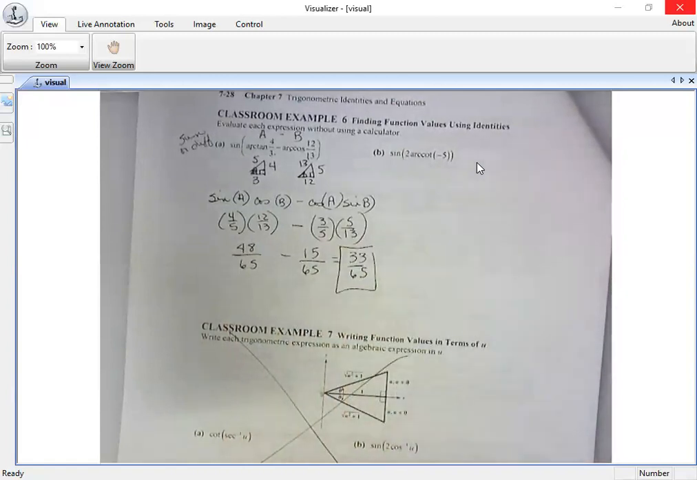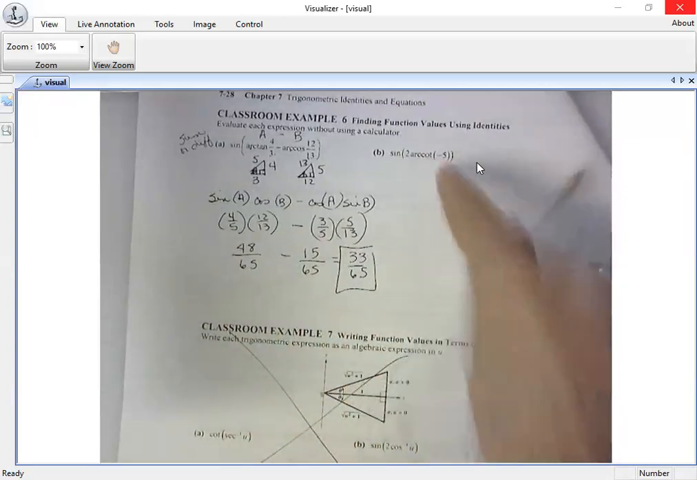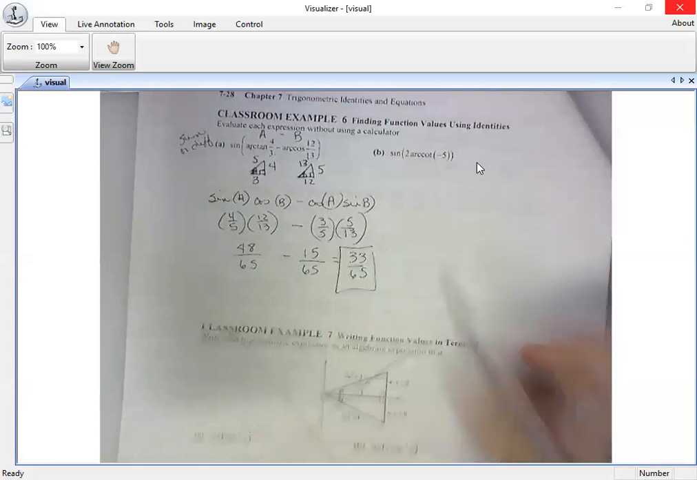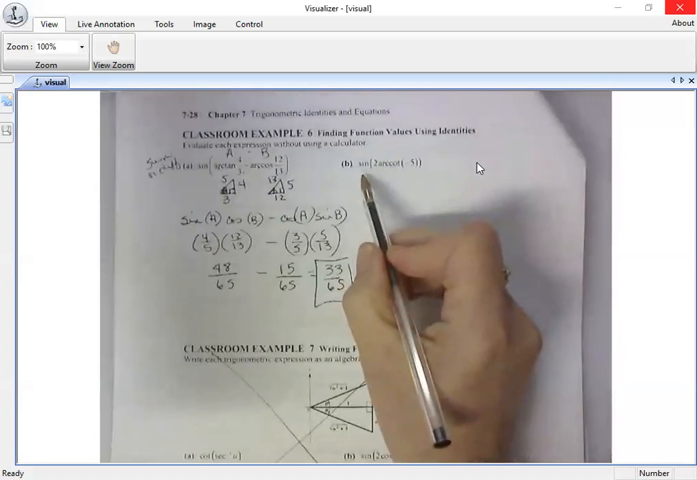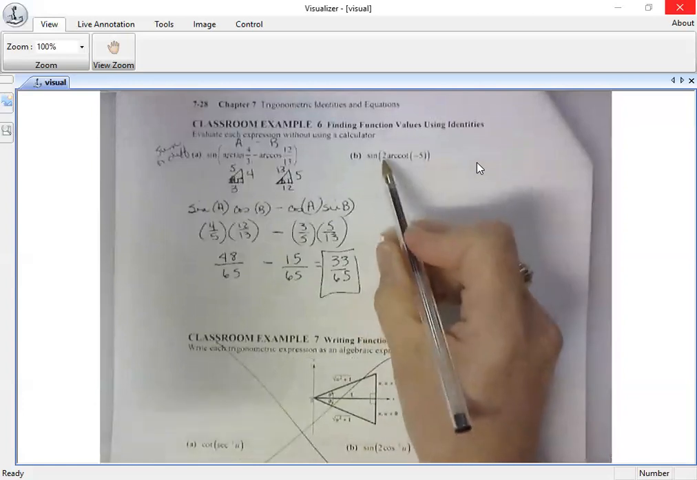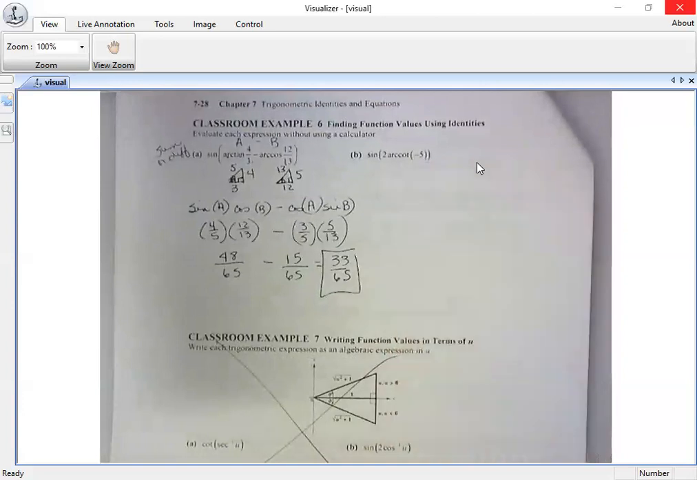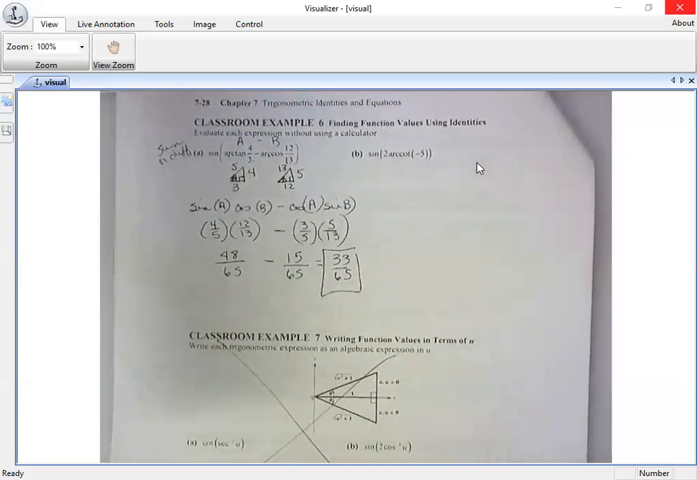Okay. Now, let's do this one, and then we're going to move into lesson 7.6. So this is asking for the sine of 2 times the angle whose cotangent is -5. Okay, don't get lost in the words. Instead, let's think about this a little bit. Any ideas on what we could do?